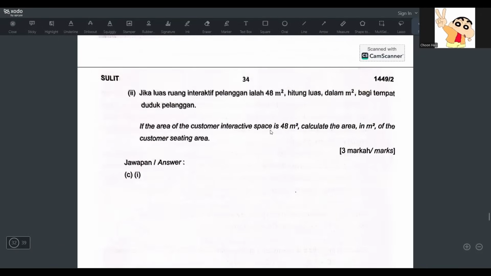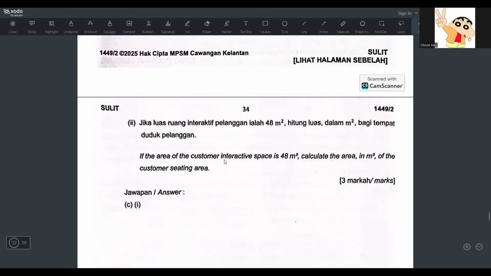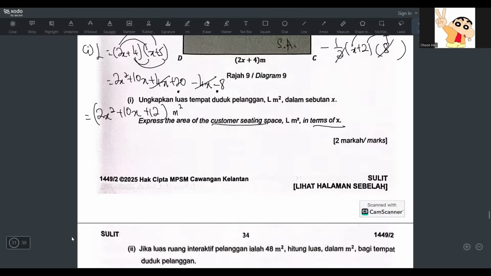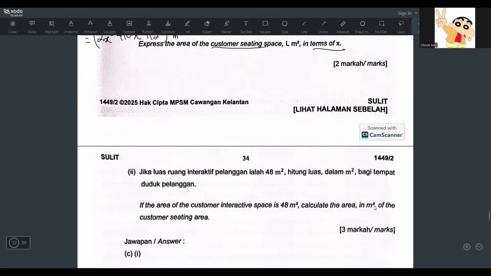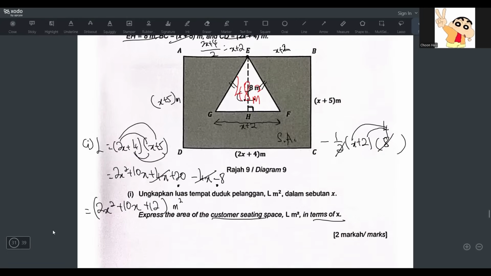If the area of customer interactive space is 48, calculate the area of the customer sitting area. Okay, customer interactive space area 48. So where is the customer interactive? This one, right? The CI. So the area here is 48 meters square, the triangle. Now they say calculate area of customer sitting area. It means they want to find this lah. Customer sitting area, the SA, right? The shaded region.